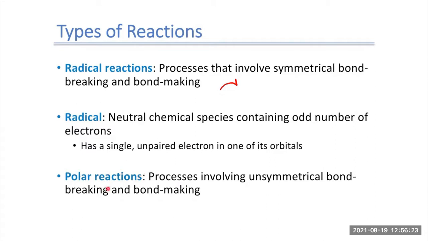In a polar reaction, that's where it's the unsymmetrical bond breaking. That's where we move electron pairs. And we use the full arrow. Most of the time, most reactions go through polar reactions. So most of our reactions tend to be polar reactions, and you tend to use the full arrow. Only occasionally will we see radical reactions. And in those radical reactions, we have what we call a radical. That's a neutral chemical species that contains an odd number of electrons. So it usually has a single unpaired electron in one of its orbitals. And that unpaired electron is what is used when you go through the mechanism.